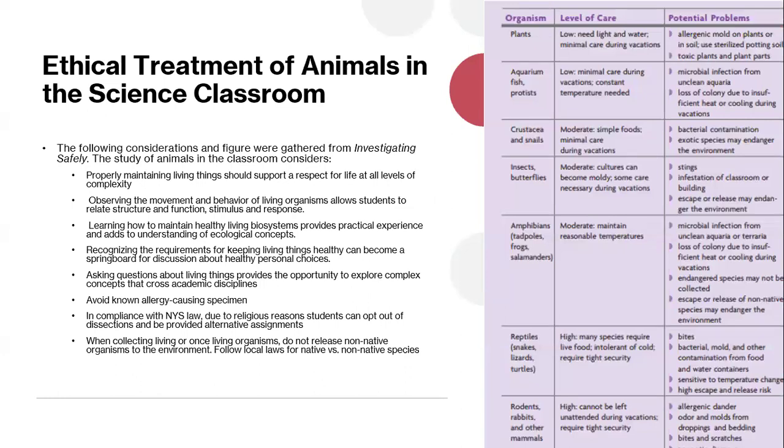This is more so for life science classrooms. The ethical treatment of animals or living species in your science classroom. This figure, the data points, tips, observations, these were all gathered from Investigating Safely by Texley and Summers again. So I would definitely see them on that. If you want more information, you should also look into your compliance laws for your local state.